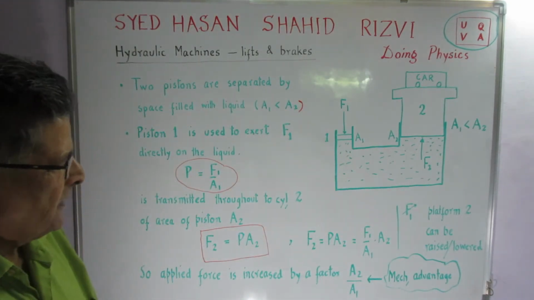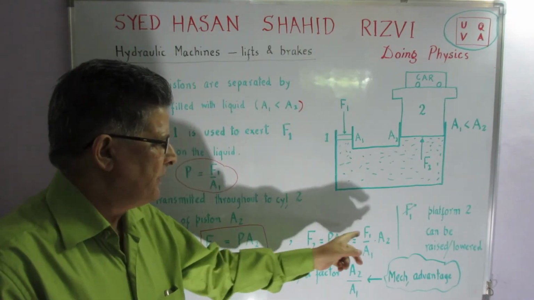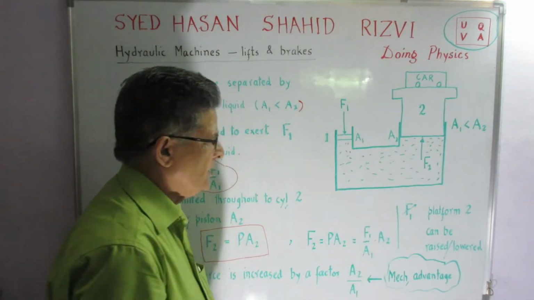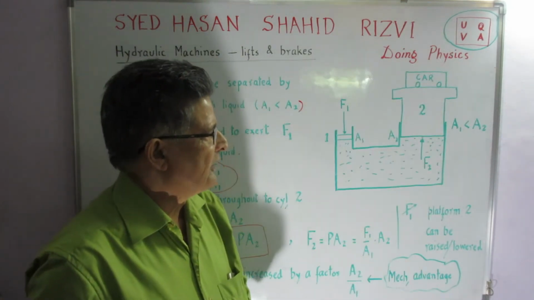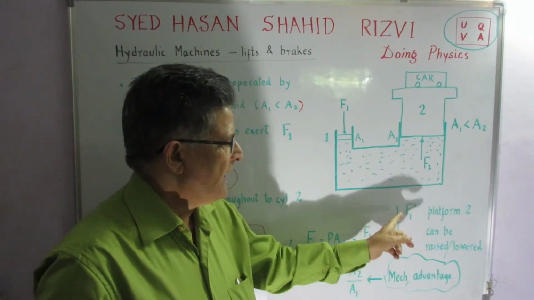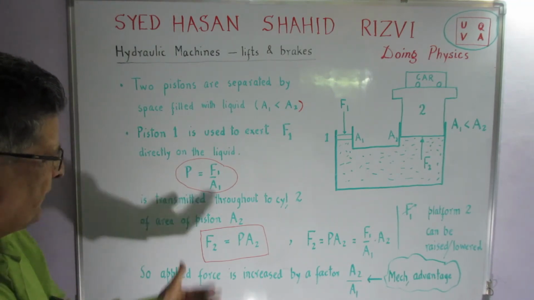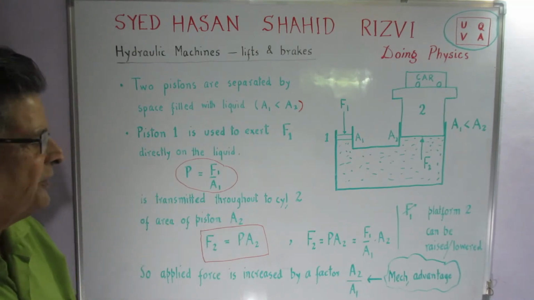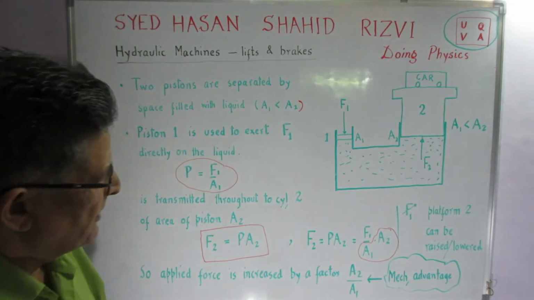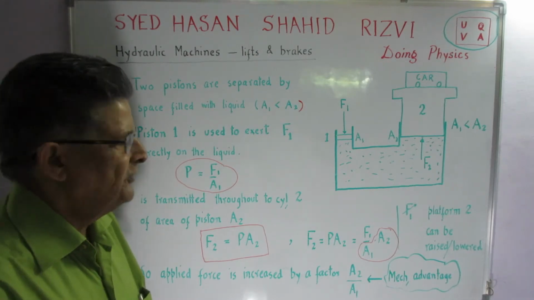Now look here. A1 and A2 are constants for the system that has been described, so actually F2 depends upon F1. By changing the value of F1, platform 2, where we are putting a car or a truck or anything very heavy, can be raised or lowered by increasing or decreasing the force F1. So we find that the applied force is multiplied by a factor of A2 upon A1, which gives you the value of force F2. This is also called the mechanical advantage of this machine.